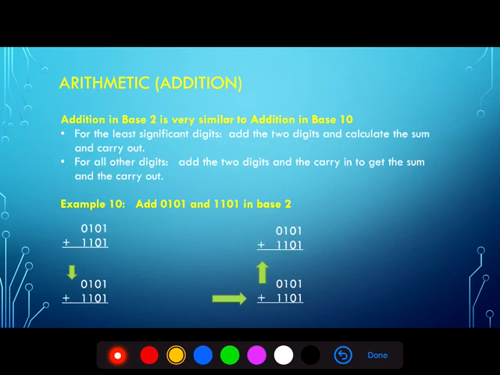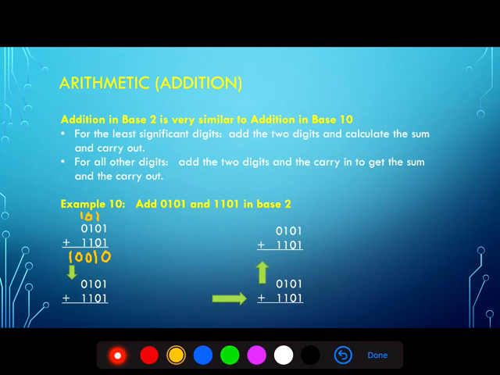Base 2 is very similar, except it's much easier to generate a carry because we only have two digits to work with. In this example, 1 plus 1 gives us 10, but we can only place a 0 in the least significant bit position, and we carry the 1. 1 plus 0 gives us 1 with no carry. 1 plus 1 gives us 0, again with a carry of 1. And 1 plus 1 again gives us 0 with a carry of 1.